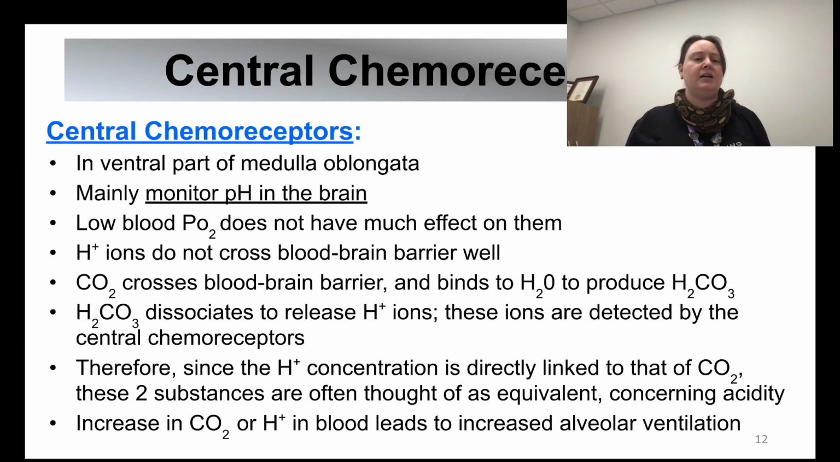Low blood oxygen does not have much effect because oxygen doesn't cross the blood-brain barrier very well. However, carbon dioxide crosses really easily. So the brain doesn't monitor oxygen, which you'd think is kind of backwards. Isn't oxygen the more important of the two? You'd think, but oxygen doesn't play well, and therefore carbon dioxide does. So carbon dioxide crosses the blood-brain barrier, binds to water, and produces our friend carbonic acid.